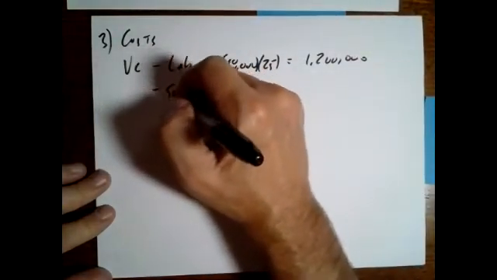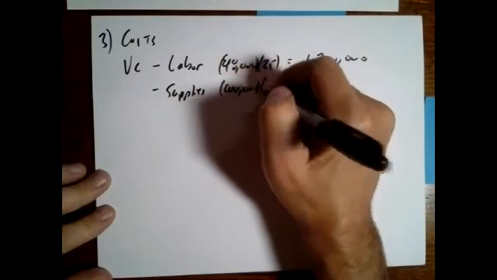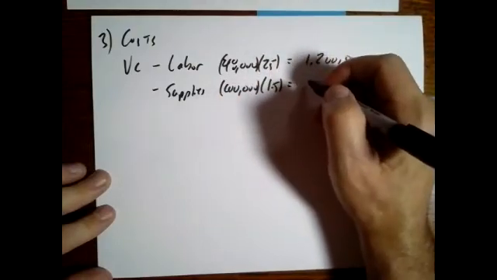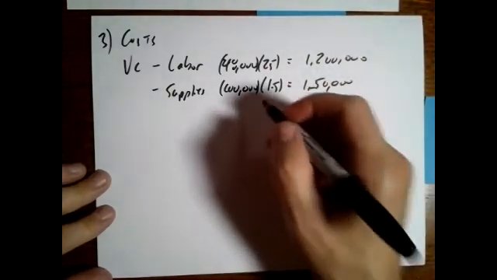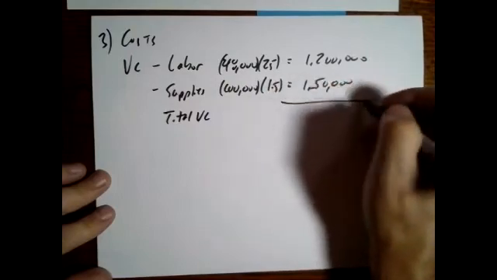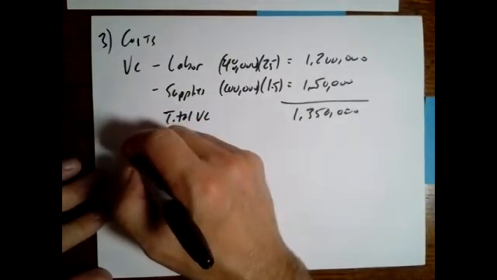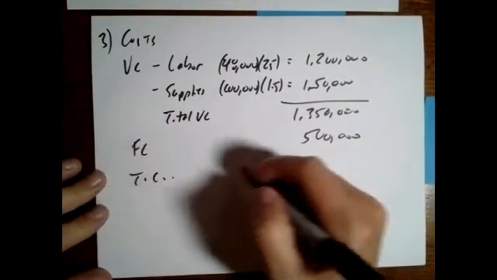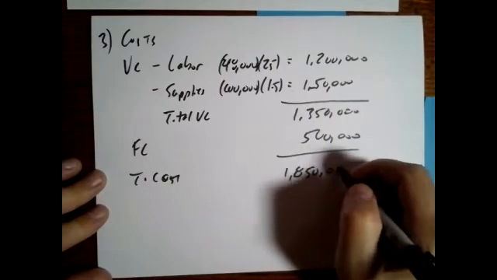And then supplies are expected to be 100,000 units times $1.50 per unit of supplies. So that is 150,000. So total variable cost is 1,350 million. And then we have fixed costs equal to 500,000. So total cost is 1,350 plus 500, 1,850.